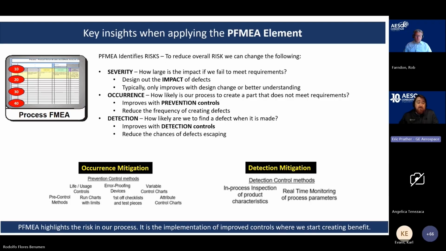So again, for this slide, PFMEA is to highlight the risk in the process. And it's the implementation of our improved controls where we actually create the benefit, right? Doing a PFMEA just tells us where we have problems. It's those continued actions after the PFMEA to improve our control strategy where we actually see real and tangible benefits in our process. Next slide, please.